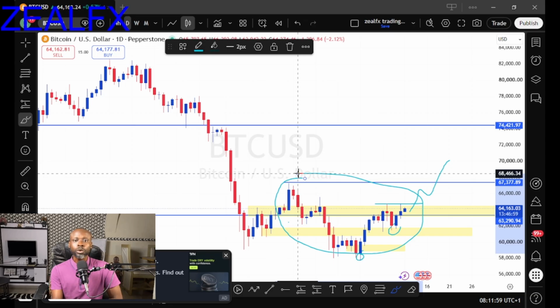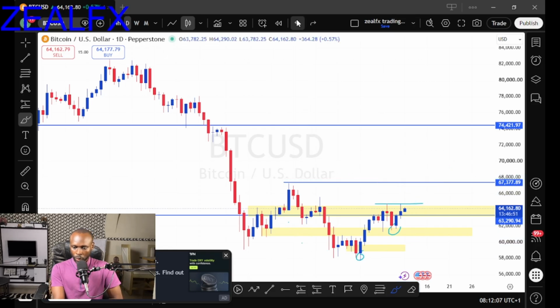So for BTC USD, we have to stay neutral this week until we get that bullish trend confirmation before we can start joining the BTC buy this week. So let's look at our next pair.